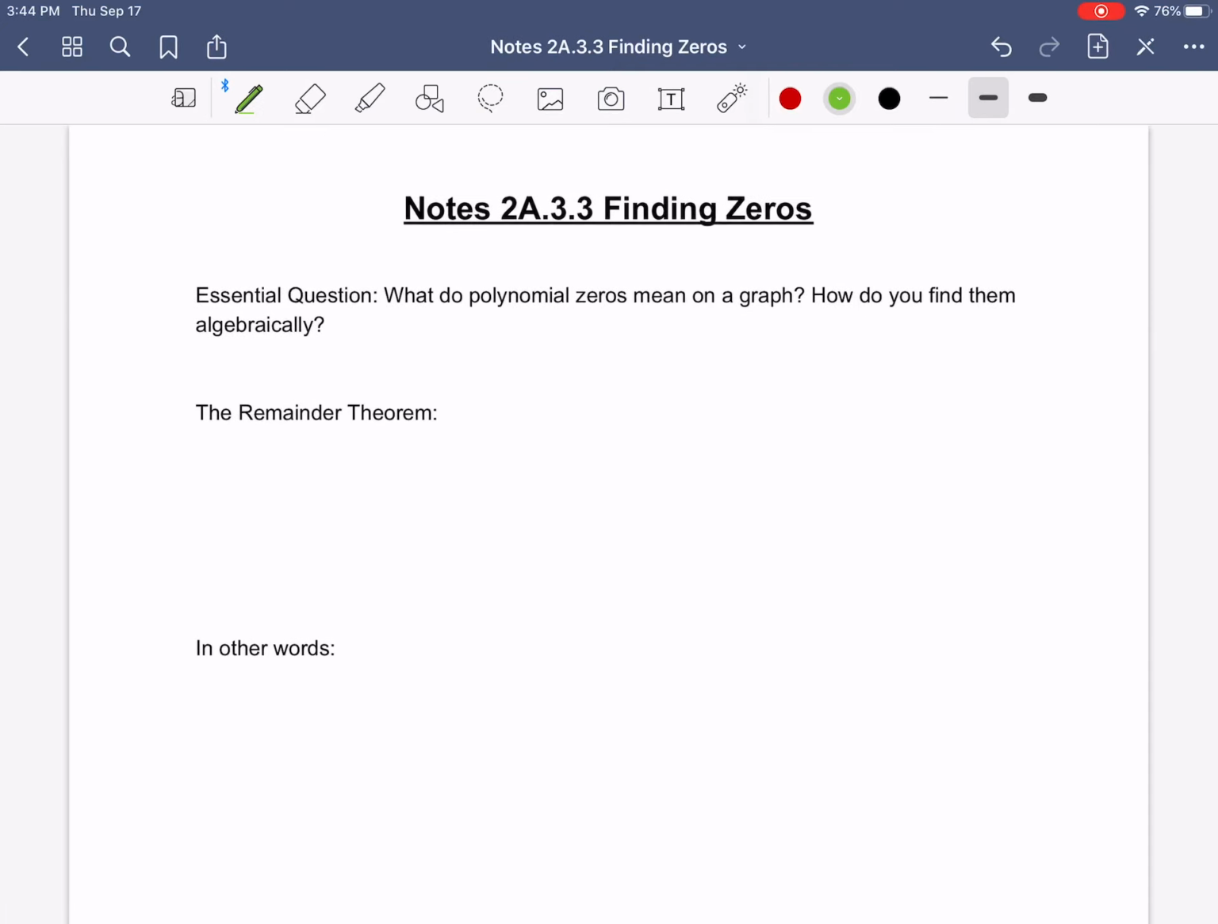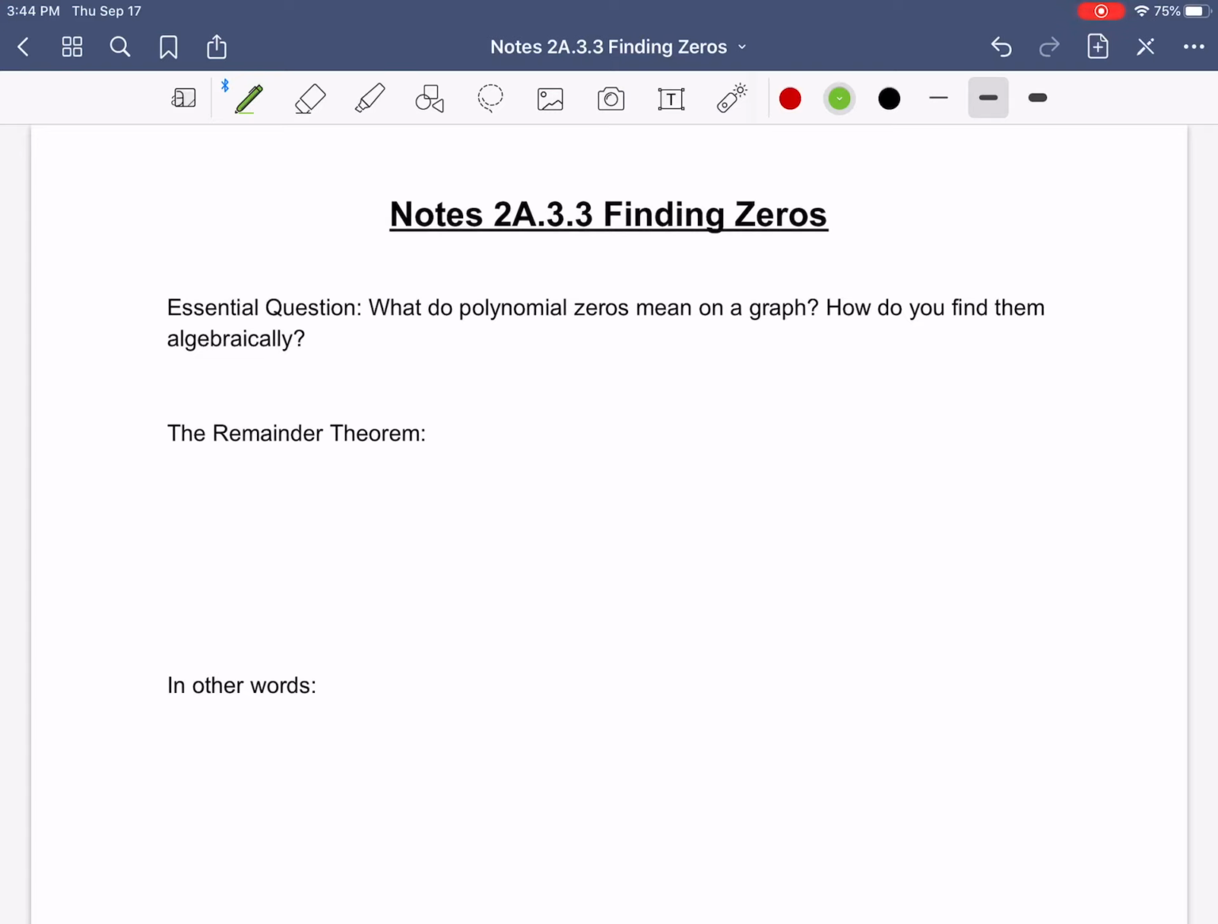Okay, so at the top of your paper, you want to go ahead and title it. Remember, you're just handwriting everything on a sheet of paper, and then afterwards we'll put them onto the slides. You do not need to write down the essential question, but title your paper Notes 2A.3.3 Finding Zeros. What you should be able to answer at the end of our notes is what do polynomial zeros mean on the graph, and how do you find them algebraically?